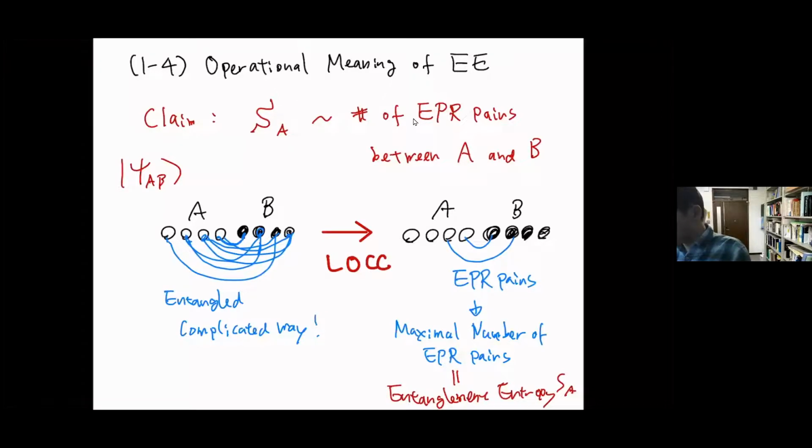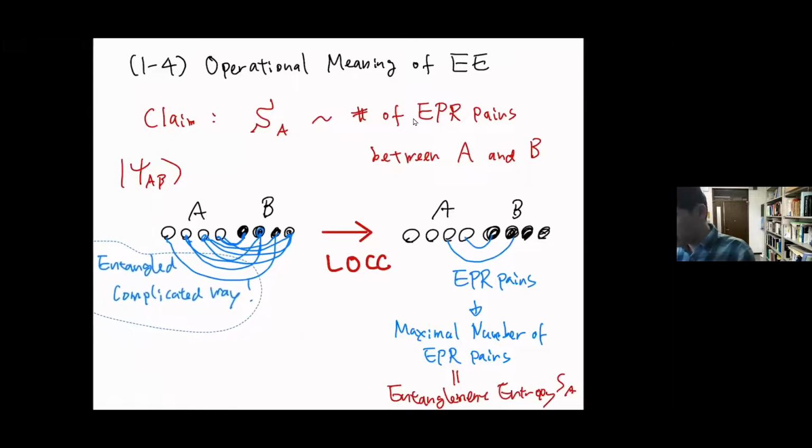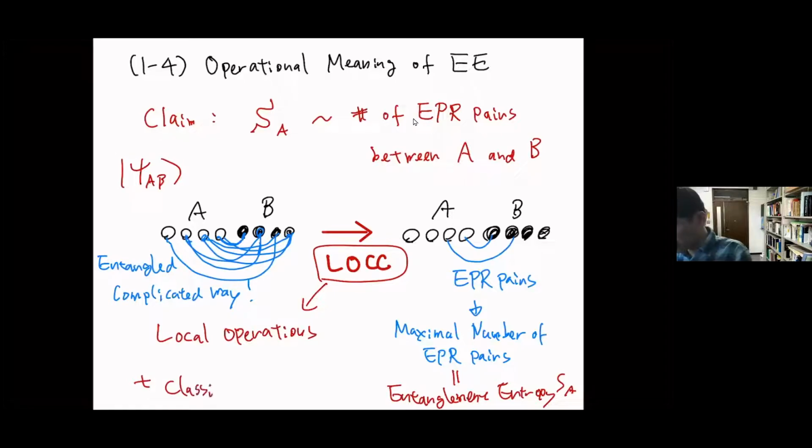But I should also explain what LOCC is. LOCC is: LO is local operation, and CC is classical communication. And local operation is some quantum operation, so you can act with some operation.